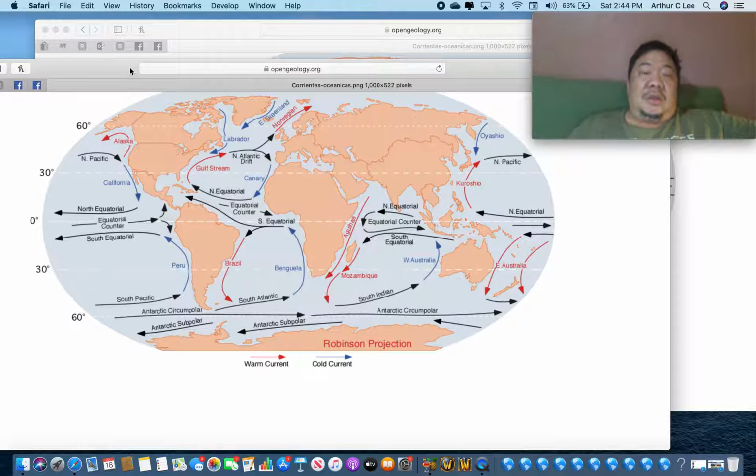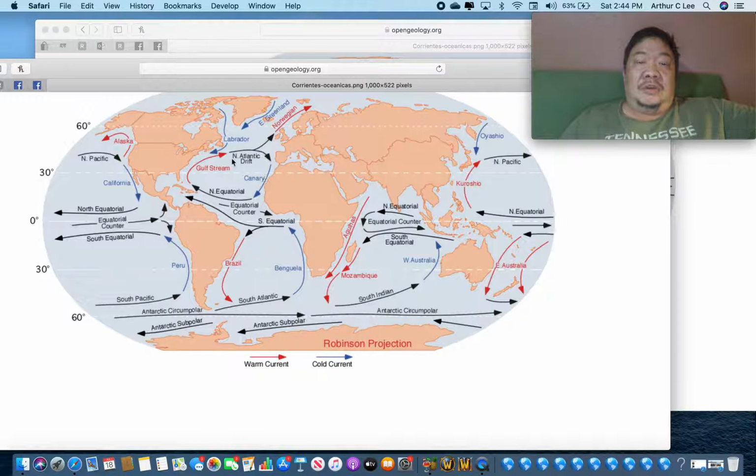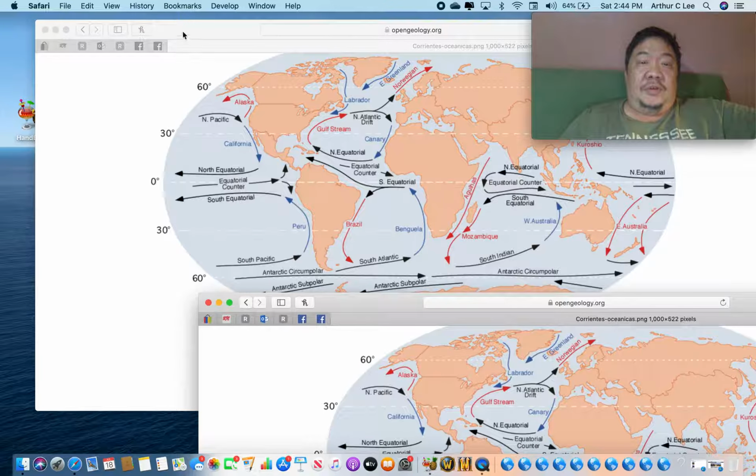This particular map here shows you currents that go around the world. These are surface ocean currents. And if the arrows are in red, that means that they're warm water ocean currents. If the arrows are in blue, then they are cold water ocean currents. Let me see if I get another picture of this for you here.